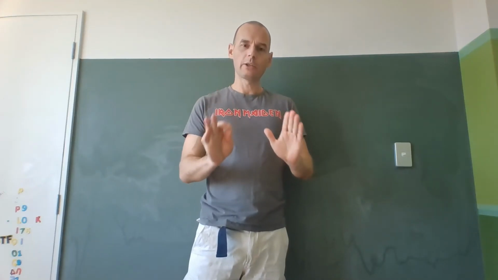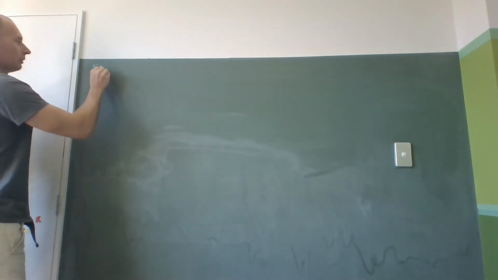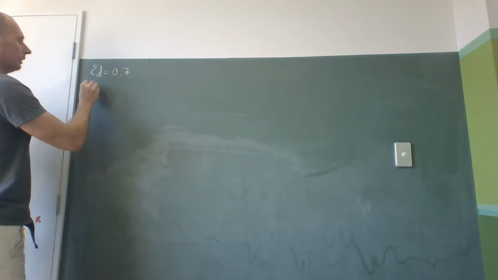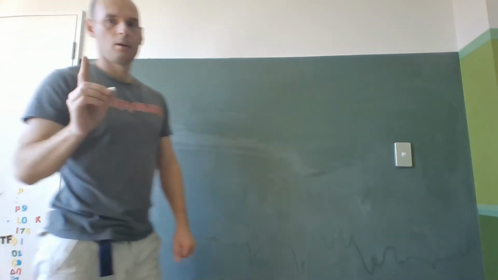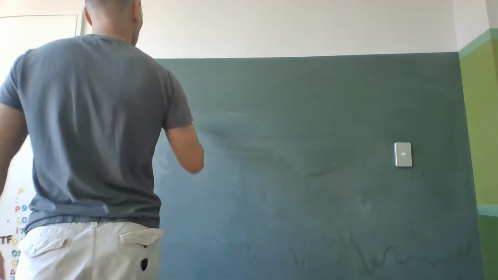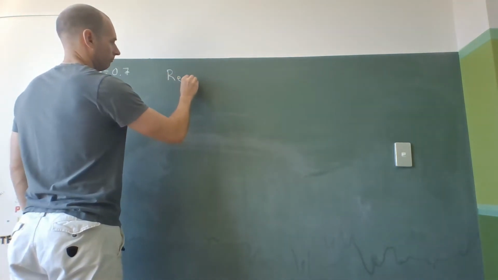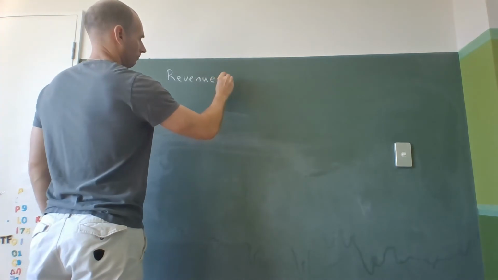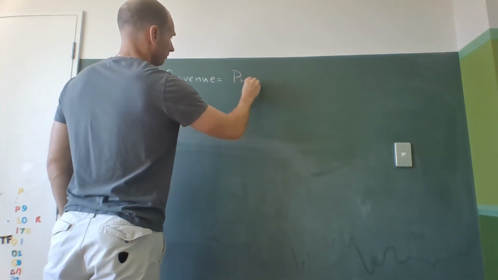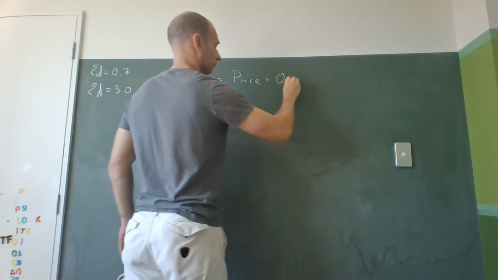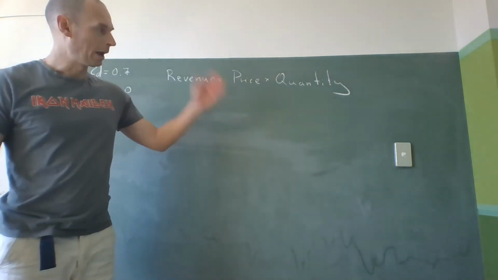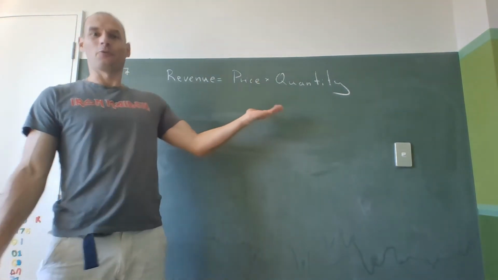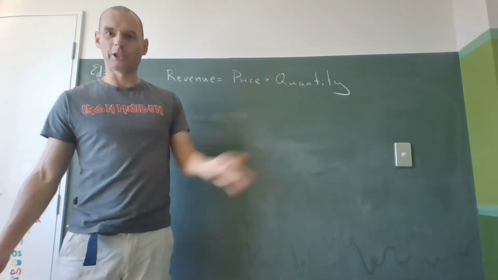All right, so why is elasticity important? So again, in the first case, we had elasticity of demand equals 0.7. In the second case, elasticity of demand was 3.0. Well, what is my revenue? It's price times quantity. When one goes up, another one goes down. Price up, quantity down. Price down, quantity up.